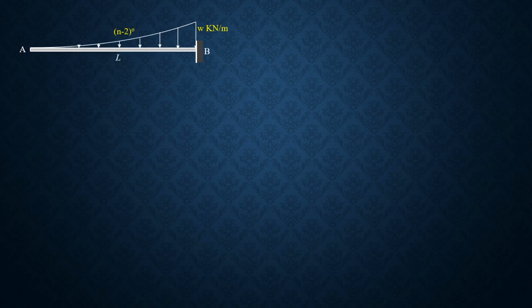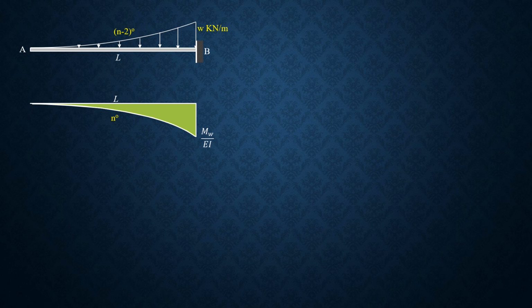So for the general case, the degree of the loading is n minus 2, where n is the degree of the moment diagram due to this loading. So if the degree of the curve is, for example, 1, it is triangular, so that means n minus 2 is 1, so the degree of the moment diagram would be 3rd degree for that case. So we will call the moment at the wall, at this fixed end, as M wall. Then this is the degree of the moment diagram. This is M at the wall over EI.